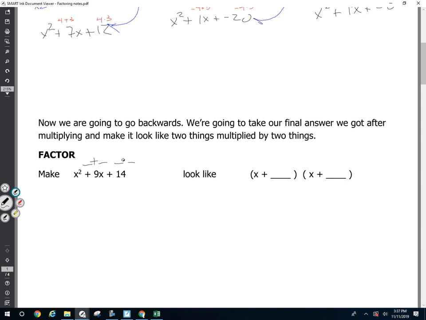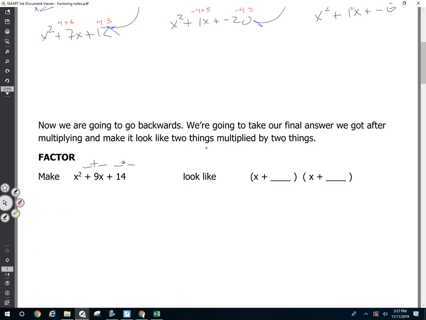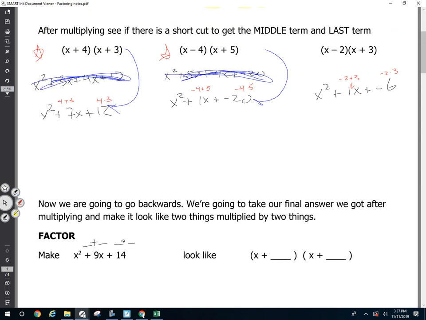Very good. Okay, we notice 4 plus 3 is 7, 4 times 3, 12. Negative 4 plus 5, 1, negative 4 times 5. And like, boom, what we're now doing is going from here to there, from there to there, from here to there.